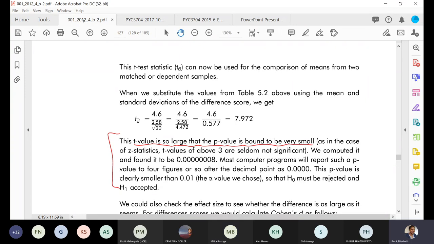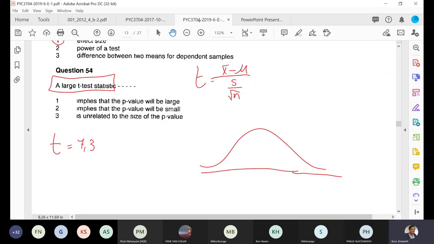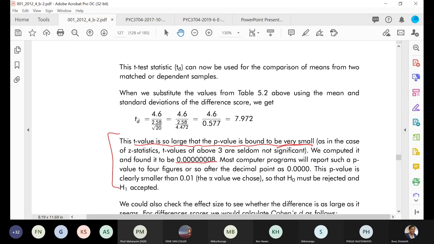The t-value is so large that the p-value is bound to be very small. As in the case of the Z statistic, the t-values of the above three are seldom not significant. We computed it and found that it would be 0.00000. Most computer programs will report such a p-value to four decimal places, which is 0.000. This p-value is clearly smaller than the level of significance. So H naught must be rejected and H1 must be accepted. And there we go. So let's see if we can answer the question. The question was asking, a larger test statistic implies? Number two, a smaller p-value.